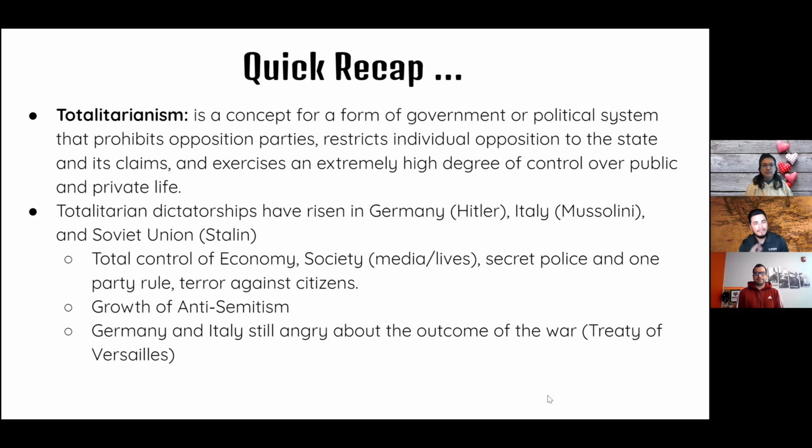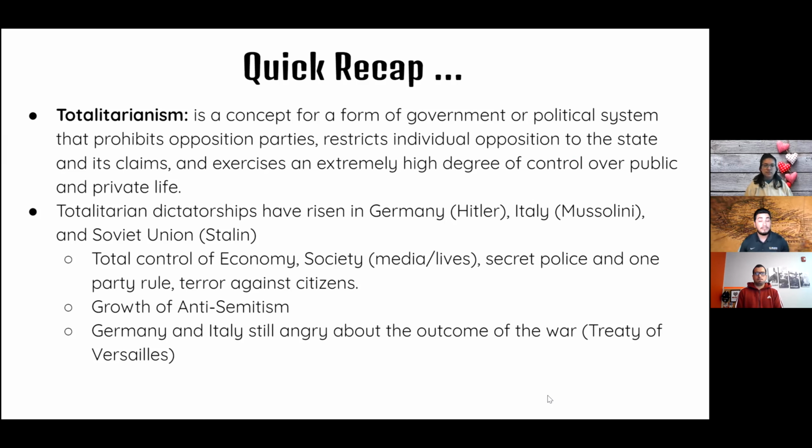But before we dive in, we gotta remember those previous lessons. We have to do a quick recap here, folks, especially with the word totalitarianism. We should know what that word is, and if you don't, here's your last reminder of it. Our class definition, once again, is a concept for a form of government or political system that prohibits opposition parties, restricts individual opposition to the state, and it claims an exercise of extremely high degree of control over public and private life. And the name of the game for totalitarianism is really just total control.